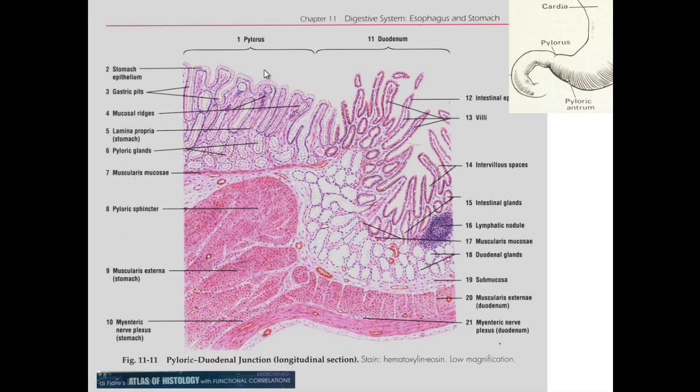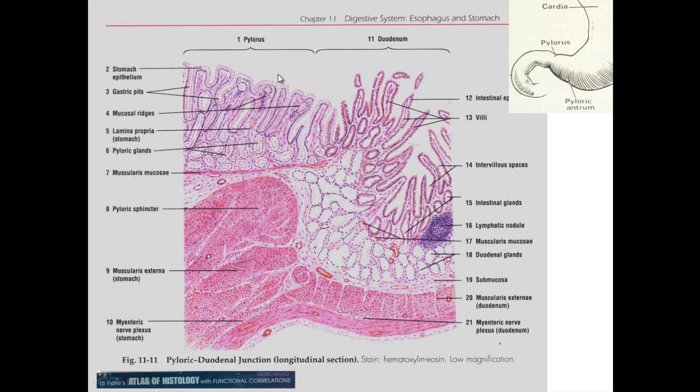Now, when we're coming out of the stomach, the pyloric region, we see the pyloric glands. These are pyloric glands right here. Note that they're in the lamina propria. There's a muscularis mucosa right there. There's a pyloric sphincter that regulates the flow of fluid from the stomach into the small intestines.